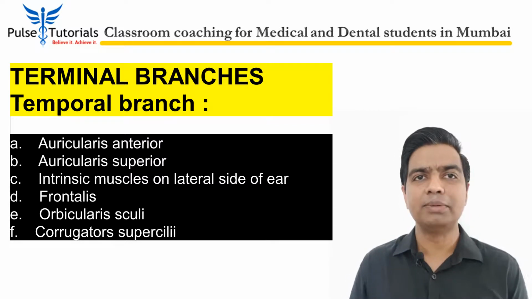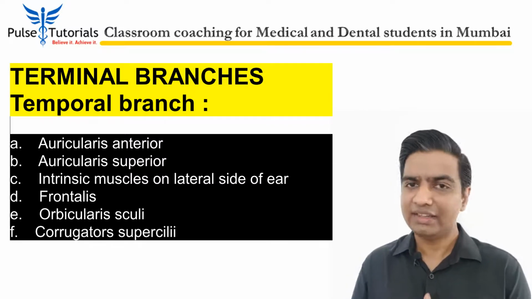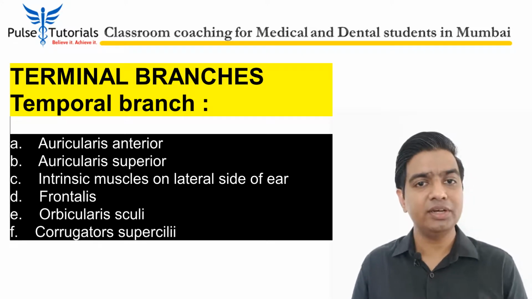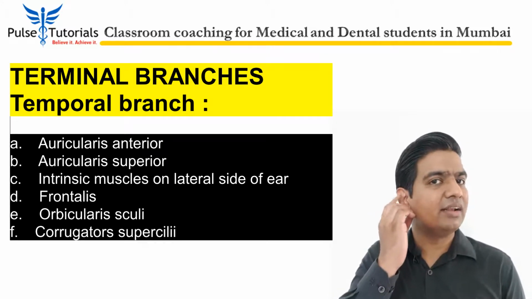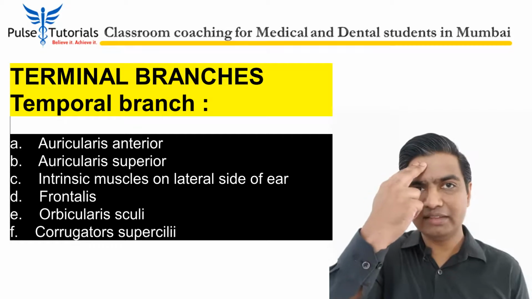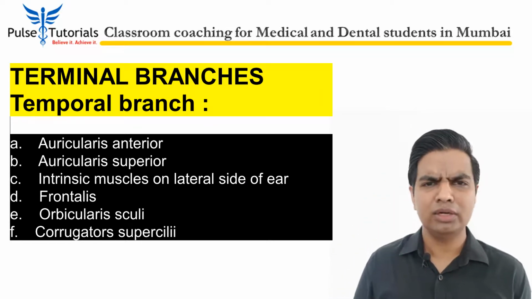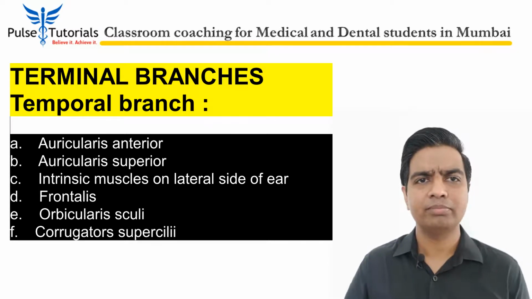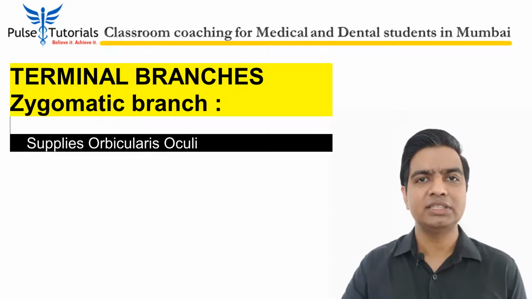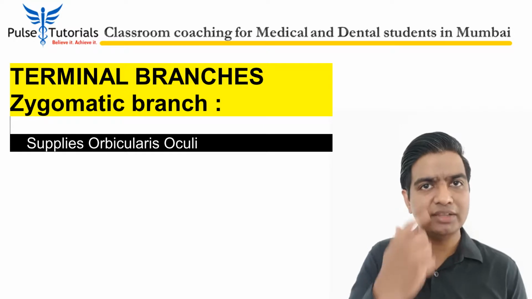The temporal branch supplies the auricularis anterior, the auricularis superior, some intrinsic muscles on the lateral side of the ear, the frontalis muscle, the orbicularis oculi, and the corrugator supercilii. The zygomatic branch also supplies orbicularis oculi.